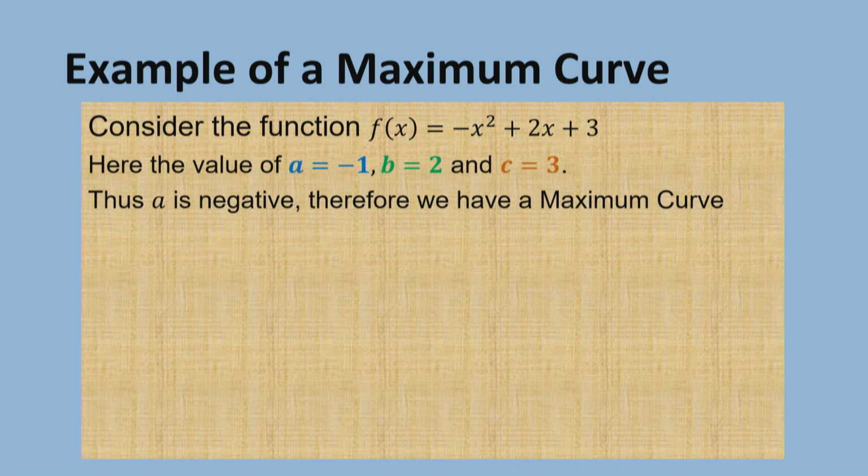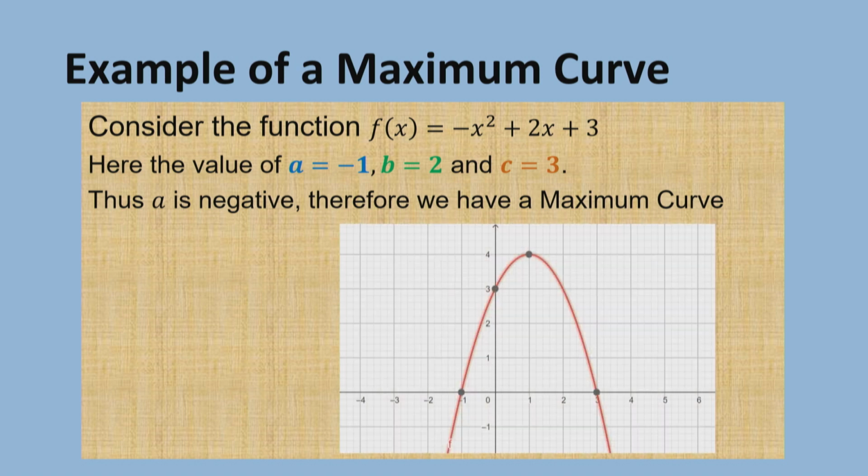Now, let's see how it looks. So that's a maximum curve. The curve is f(x) = -x² + 2x + 3. Remember, f(x) and y are the same thing. So here you've got the maximum value.